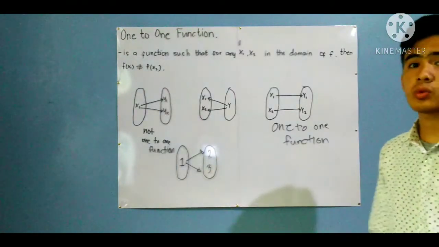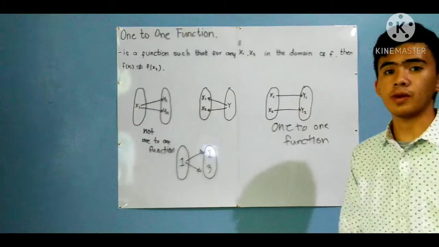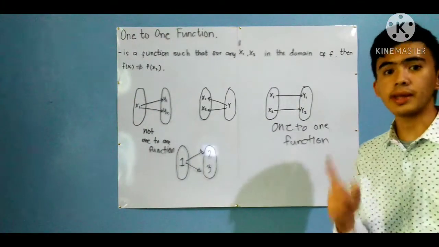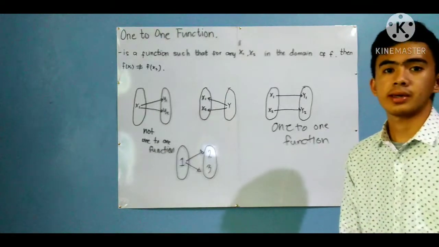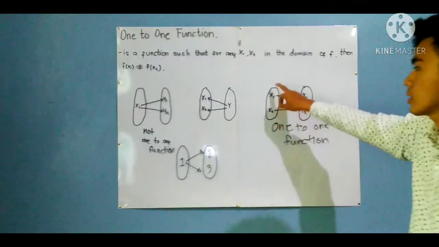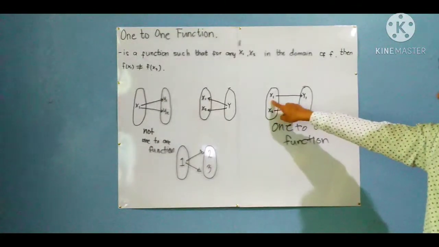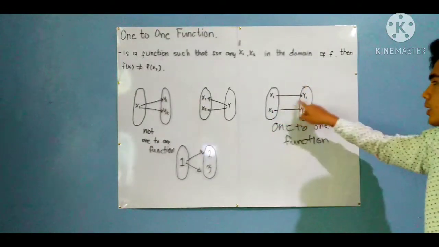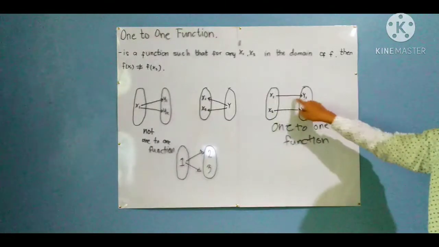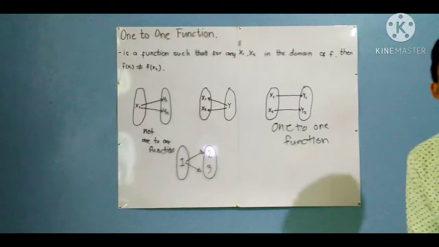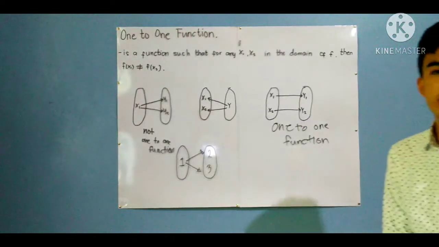So yun lang sa one-to-one function. Every element of x kailangan naka-pair siya in one element of y. Kailangan na ganito yung example ng one-to-one function. Kung yung sa domain natin kailangan naka-pair siya sa range in one element. So ito, naka-pair siya in isa. Ito rin naka-pair siya dito. So it is a one-to-one function.